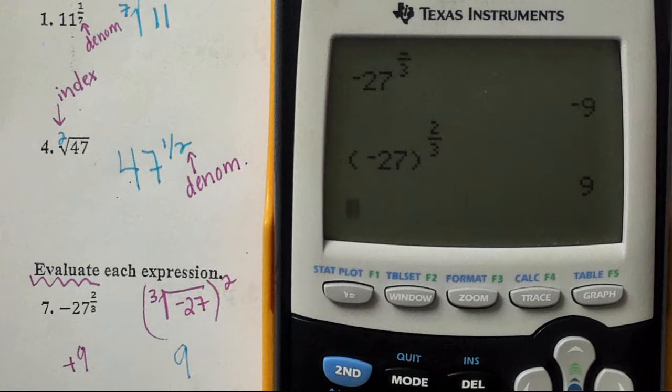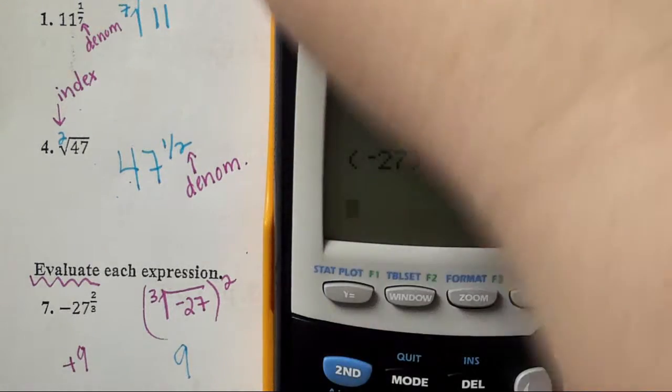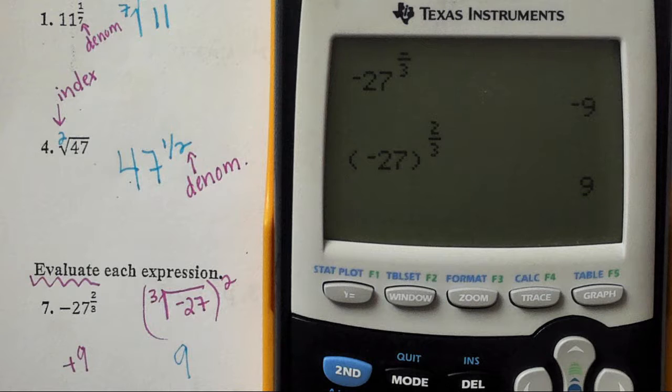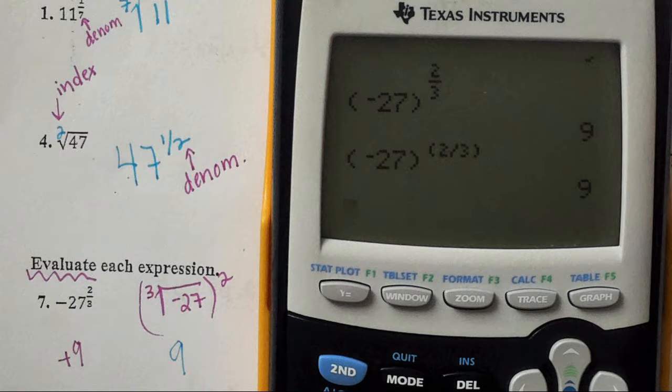If you are like me, and Miss Brister loves that alpha y equals fraction key, I'm lazy and normally in a hurry, so I don't bother with the fraction key. If you don't want to bother with the fraction key, negative 27 raised to the, and I just put the fraction in parentheses. I don't actually press the fraction key. I just raise it and put the fraction in parentheses. Either way, I still get positive 9.